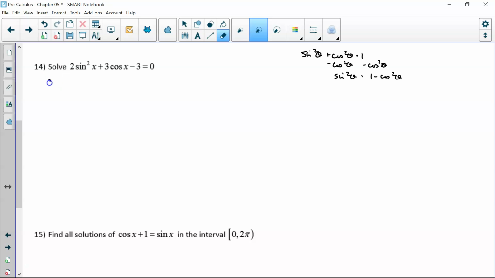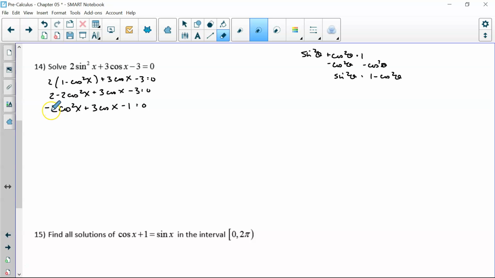I'm going to substitute. So it's going to be 2 times, now instead of sine squared, 1 minus cosine squared x, plus 3 cosine of x minus 3 equals 0. Distribute the 2. 2 minus 2 cosine squared of x plus 3 cosine of x minus 3 equals 0. So now, when we rewrite, we get negative 2 cosine squared of x plus 3 cosine of x minus 1 equals 0.